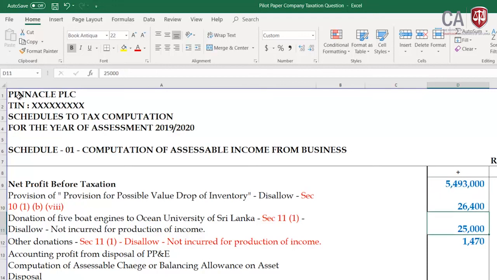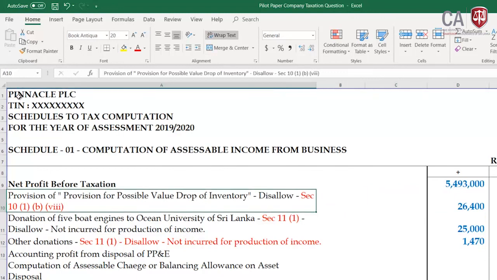Now, next one, provision for possible value drop of inventory. It is disallowable under section 10, subsection 1B8. Any provision should be disallowable. I am not telling you to write the exact section like I have done. Now see, I have mentioned the particular section, section 10, subsection 1B8. But if you can remember these things, I suggest you write this.